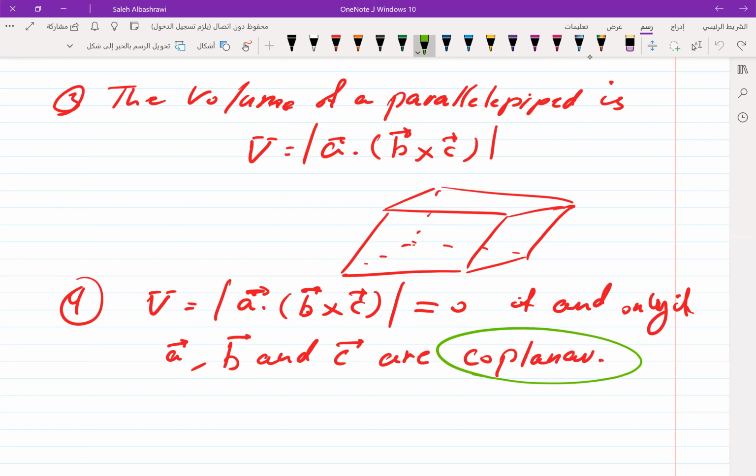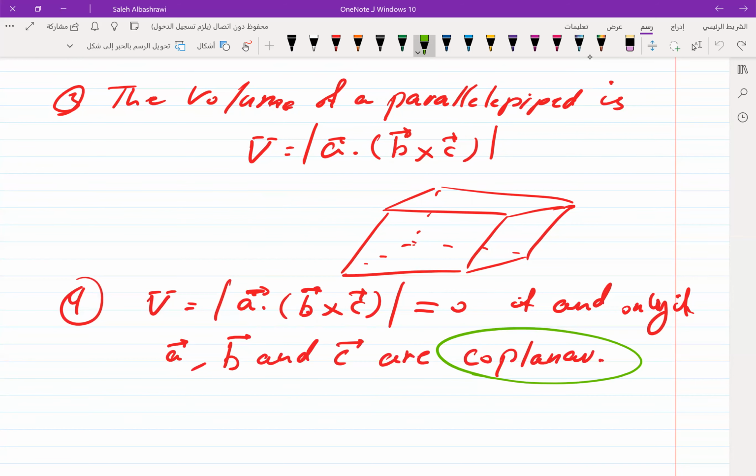Coplanar means the three vectors are in the same plane. If A dot B cross C is equal to 0, the volume is equal to 0, meaning the height is equal to 0. It means A and B cross C are in the same plane. So A, B, and C are in the same plane. In that case, the volume is equal to 0 and the three vectors are said to be coplanar. More examples will be given in the coming part.